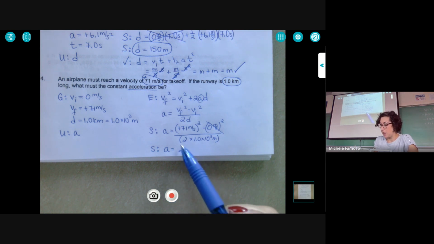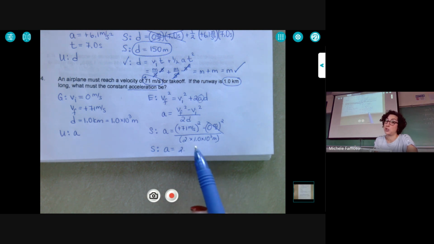Okay, you have to surround that with parentheses if you want the calculator to divide by both things. So 71 squared divided by, and really, what is 2 times 1 times 10 to the 3rd power? It's 2 times 10 to the 3rd power. So I would just do 71 squared divided by 2e3, scientific notation.